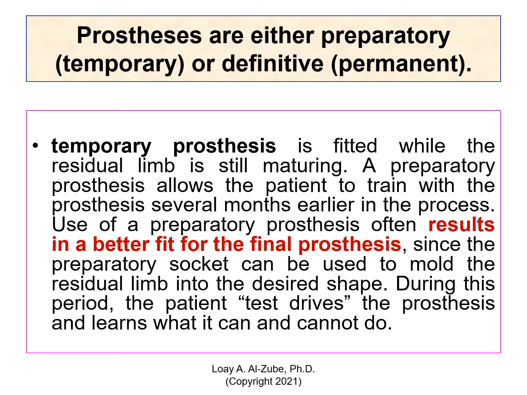Okay, we have preparatory and definitive prostheses. They like to use these words with the physical therapist. They're temporary and definitive. Temporary prostheses are fitted while the residual limb is still maturing. Preparatory prostheses allow the patient to train with the prosthetic several months earlier, resulting in a better fitting for the final prosthesis, and the subject also gets used to actually using this prosthesis.